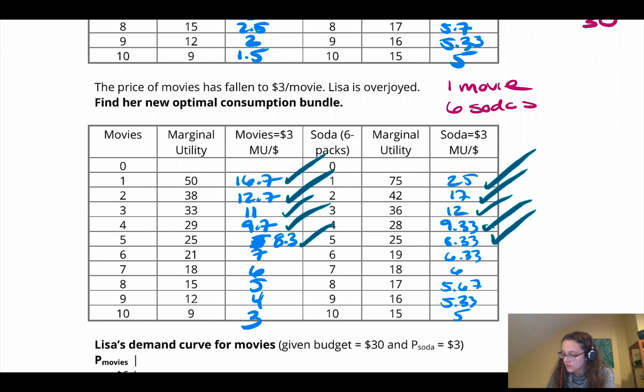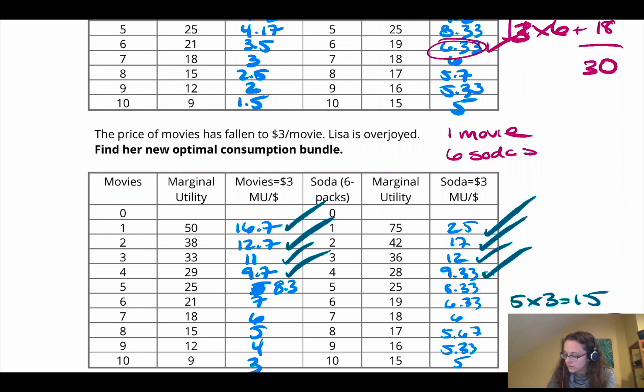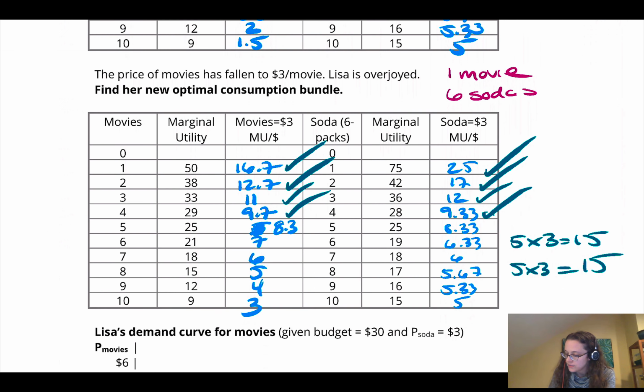Let's check in where she is here. So now she's consumed 5 times 3 for movies, which is $15, and 5 times 3, which is $15. She's consumed too much. We've got to walk it back. So we've got to get rid of both. Let's get rid of this one and this one. And now we're good. So now she's consumed 12 plus 12, so that's $24. So that's going to be her optimal bundle, 4 movies and 4 sodas.